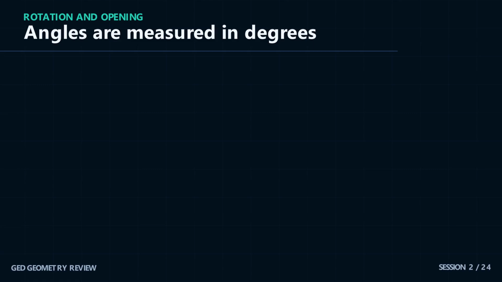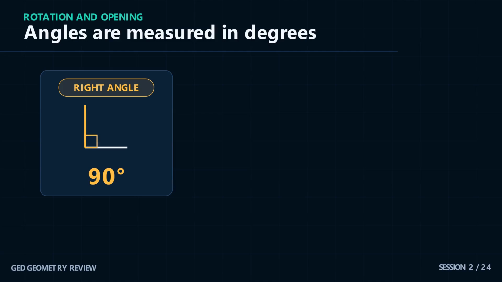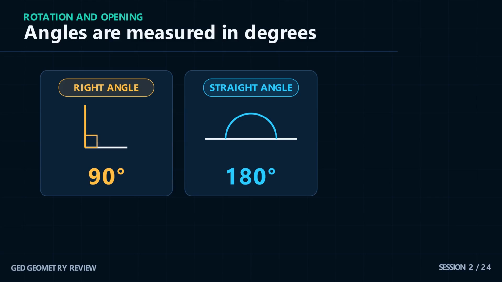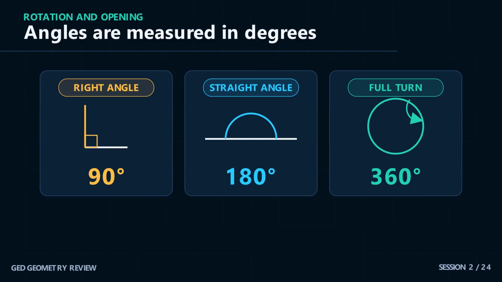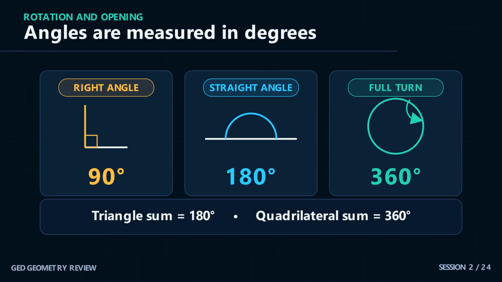Angles are measured in degrees. A right angle is 90 degrees. A straight angle is 180 degrees. A full turn is 360 degrees. The angles inside a triangle total 180 degrees. The angles inside a quadrilateral total 360 degrees. If the unknown is an angle, your final answer must include the degree symbol. Look for angle, turn, rotation, arc, and degree measure.